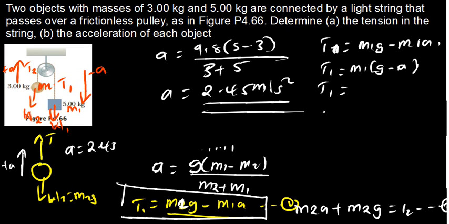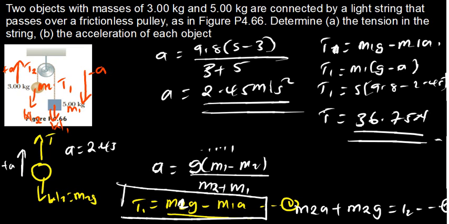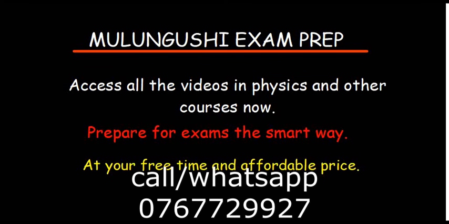So T is going to be equal to, what is m1? m1 is 5 open brackets 9.8 minus 2.45. So if you get your calculator, you're going to discover that the answer is 9.8 minus 2.45, the answer times 5. I'm getting 36.75 newtons. So even if you use this one, you are going to get again the same answer. Okay. Thank you for making it to the end of this video.